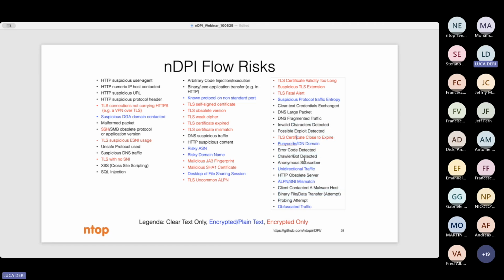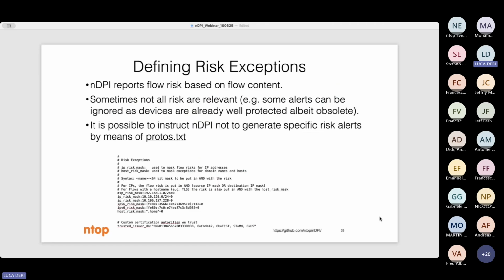For every risk, we give a score, an indicator of how dangerous a certain problem is. Based on that, you can create applications or rules that will trigger alerts whenever something wrong happens. This is what we do, for instance, with ntopng with flow risks.